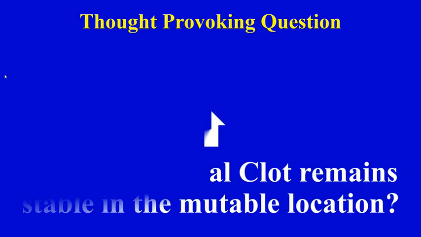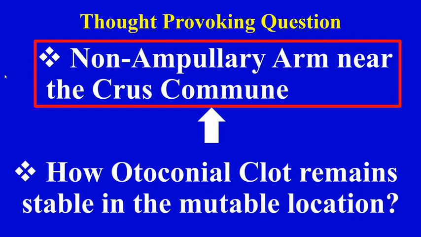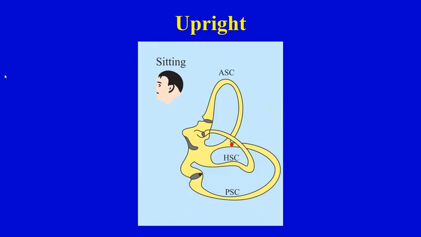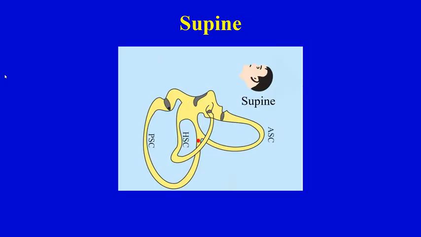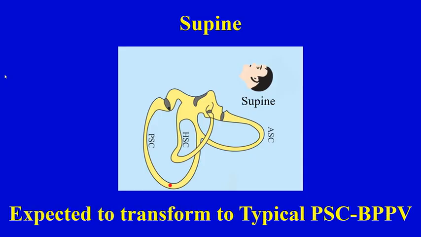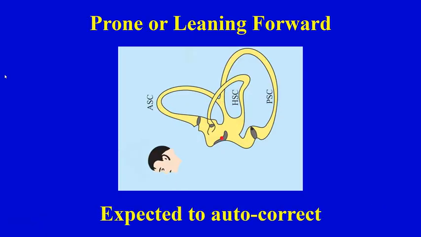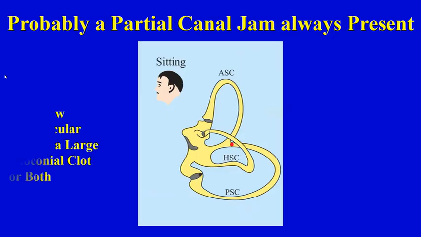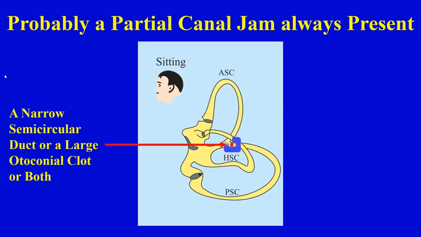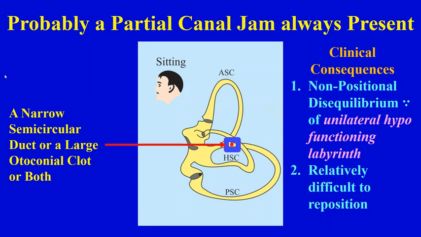So the thought-provoking question is how the otoconial clot remains stable in the mutable location, that is the non-ampullary arm near the crus commune. This is the otoconial debris here. In the supine position, it is expected to transform to the typical posterior semicircular canal BPPV, and on bending forward or prone positioning, it is expected to autocorrect. But this seldom occurs. So a narrow semicircular duct or a large otoconial clot or both is almost always present.